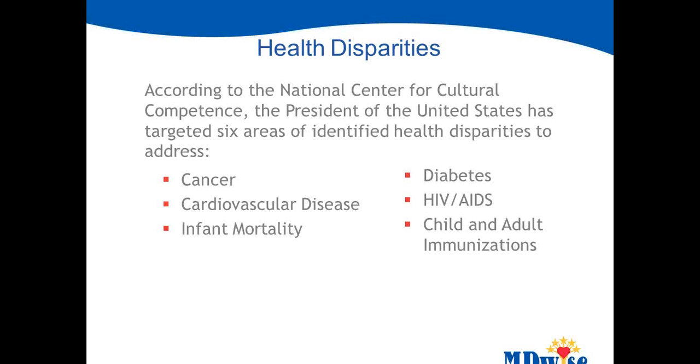On this slide, we have outlined the conditions the federal government has targeted for research, education, and action in the area of health disparities. These include cancer, cardiovascular disease, infant mortality, diabetes, HIV, AIDS, child and adult immunizations.